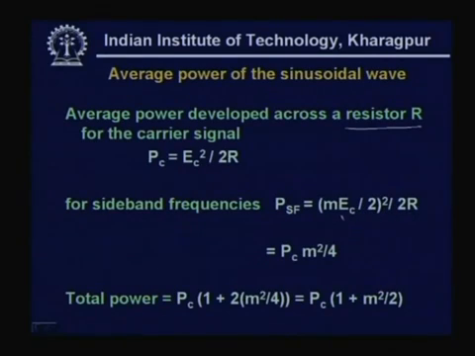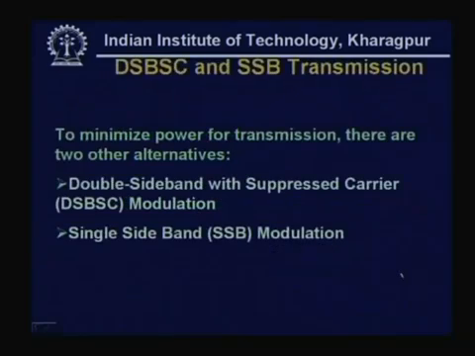So, here it is Pc into m square by 4. So, since there will be two side bands, to calculate the total average power, you have to add the power required for transmission of the carrier and also the power required for transmission of 2 side bands. So, if you add up, you get the total power required for transmission, that is equal to Pc into 1 plus m square by 2. That is the total power required for transmission.